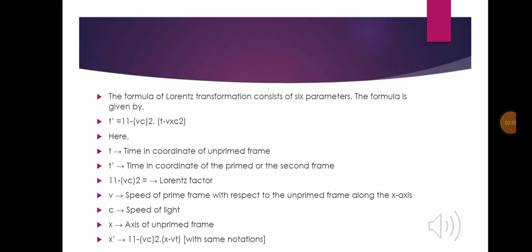v equals speed of the prime frame with respect to the unprime frame along the x axis. c equals speed of light. x is equal to the axis of the unprime frame. x dash is equals to 1 by root of 1 minus v square by c square into x minus vt, with the same measures.